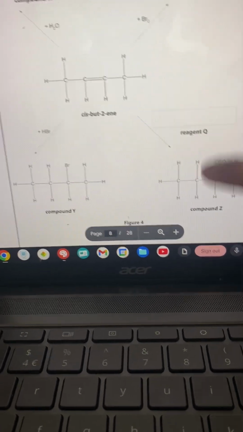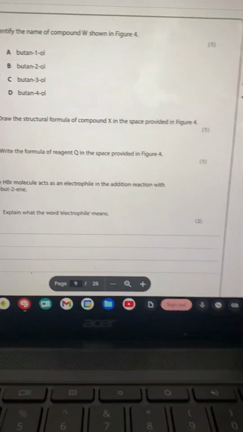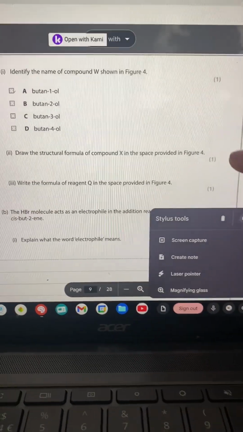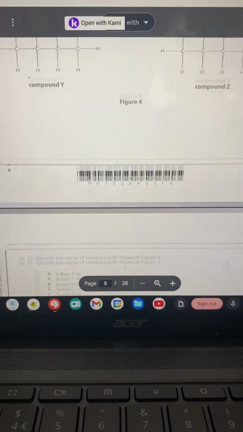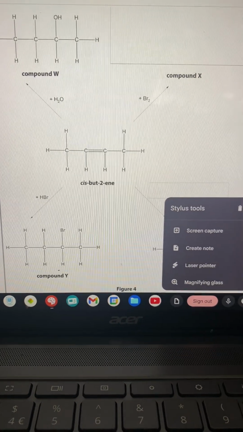Now, for the next question, it says write the formula of reagent Q in the space provided in figure 4. Now, if we look at figure 4, like I mentioned before, reagent Q is missing.